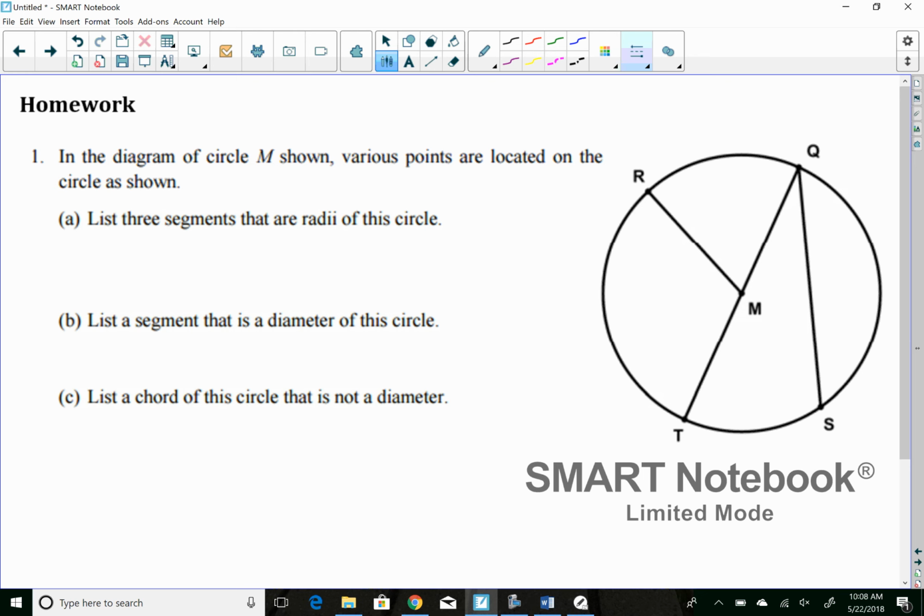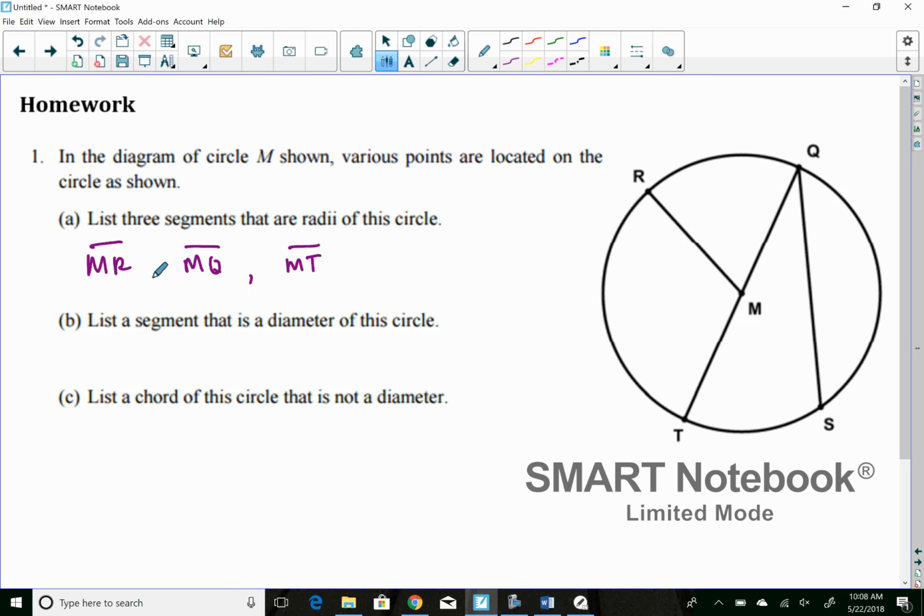So the first question asks us about radii, diameters, and chords of this random circle M. It says list 3 segments that are radii of a circle. So a radius is going to start at the center and go to one of the endpoints on the circle. So MR is going to be a radius of the circle. It's a segment, so we'll draw it like a segment. MQ is a radius of the circle. And MT is going to be a radius of the circle.